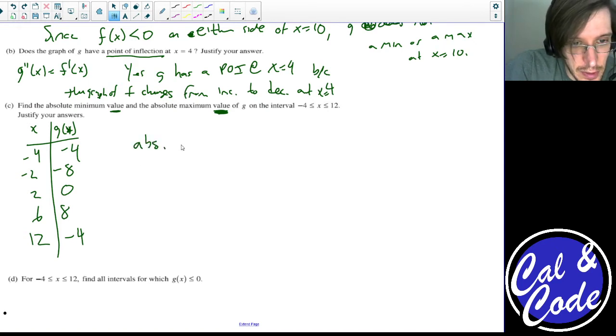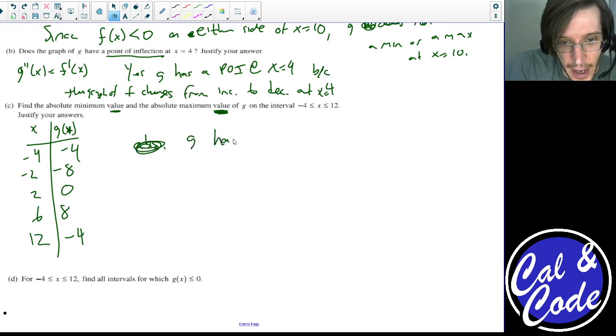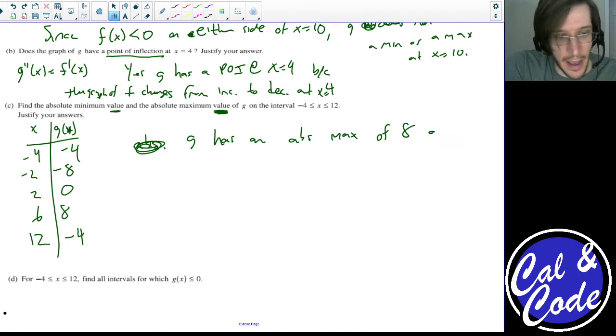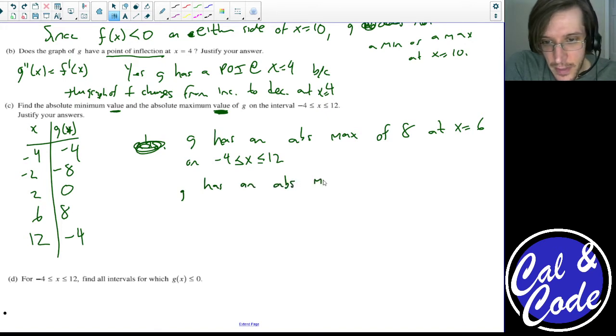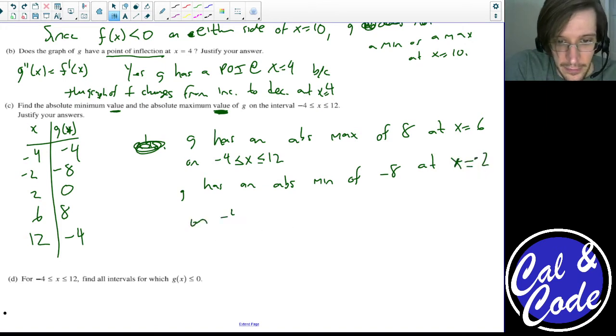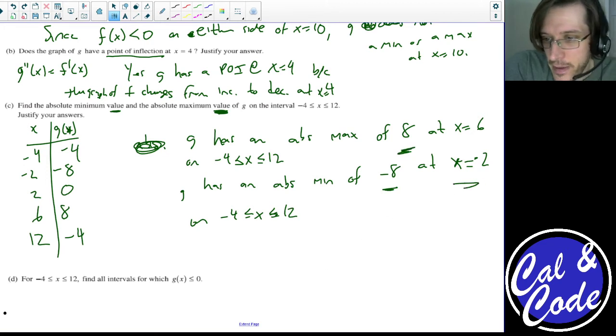My absolute, I'm going to say G, has an absolute max of 8 at x is equal to 6 on negative 4 to 12. And G has an absolute min of negative 8 at x is equal to negative 2 on negative 4 to 12. And I write it in this way because this is the part that's telling them the value. This is where it happens.